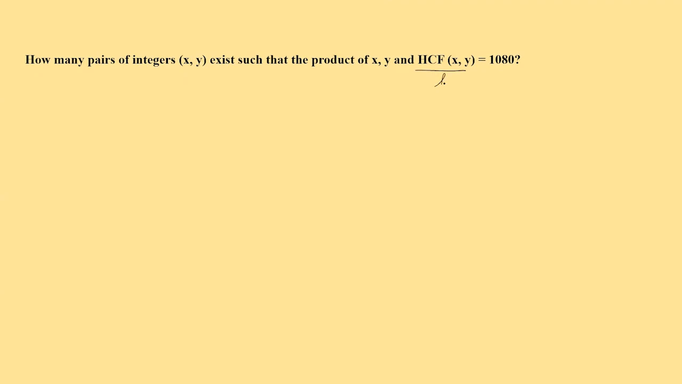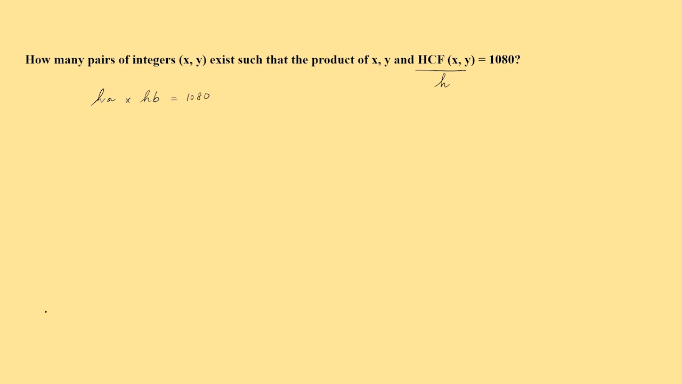So as usual, let's take the HCF as h. So let the numbers be h into a and h into b. Remember that a and b definitely have to be co-prime to each other. That is the condition that you have to keep in mind. Now the product of these numbers is nothing but 1080.